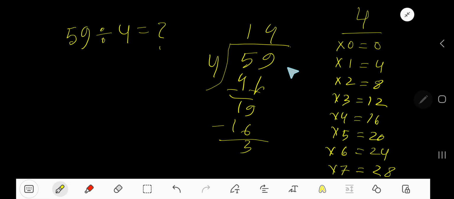But if you want to write your answer in decimal form, then put a decimal point here, add a number of zeros, and bring down the first 0. But before the 0, the decimal point must come into the quotient directly.